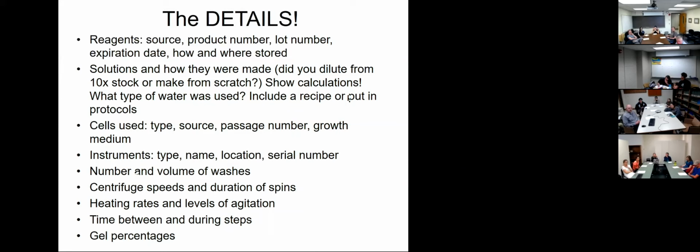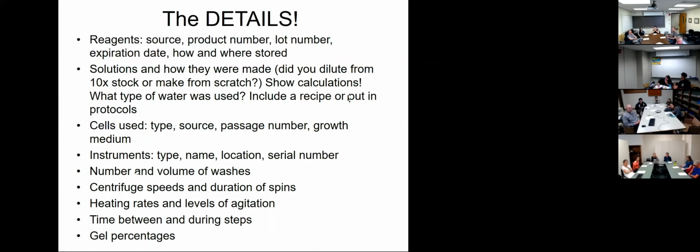If you have used an instrument, a PCR machine or a centrifuge, which one in the lab did you use? Does it have a specific location? Do you have more than one? We've at times had three different PCR machines and one of them quit working. We figured that out because everybody who used machine number two had really screwy results, like none. So if you know what machine you've used, you can backtrack that and figure out where the problem is.